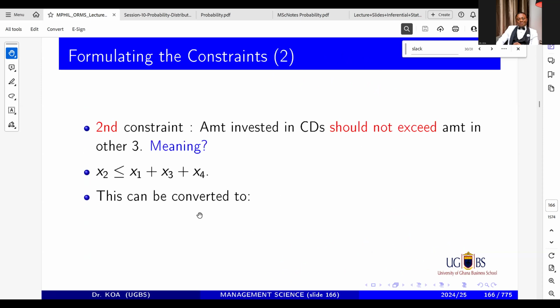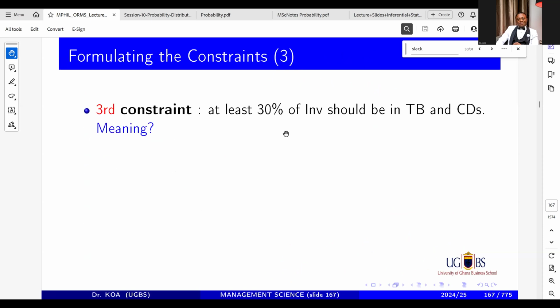The first diversification constraint, by the way, this is all that I did there, is saying that at least 30% of the investment should be in treasury bills and certificate of deposit. That's least. What symbol is at least? What symbol is that? Greater than or equal to, that's the correct one. Okay. It's greater than or equal to. So you have that in your mind.